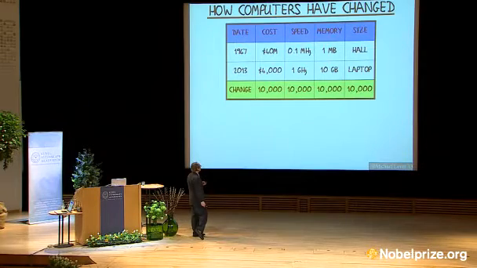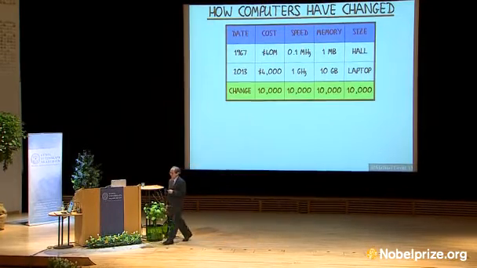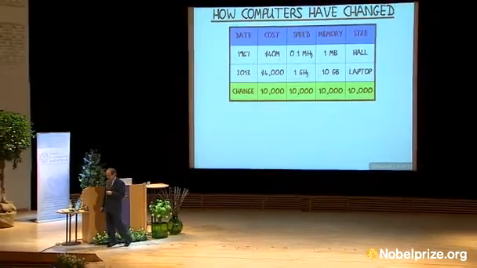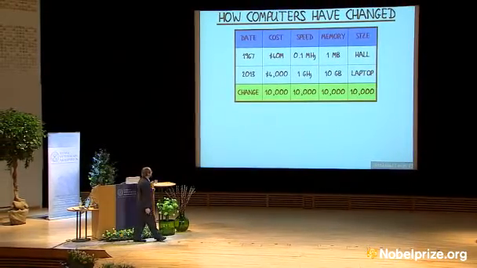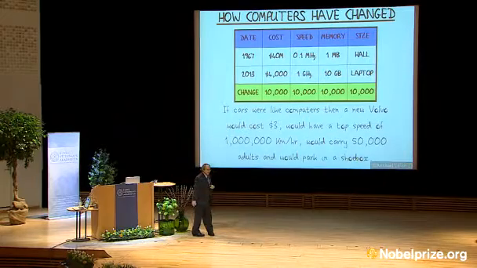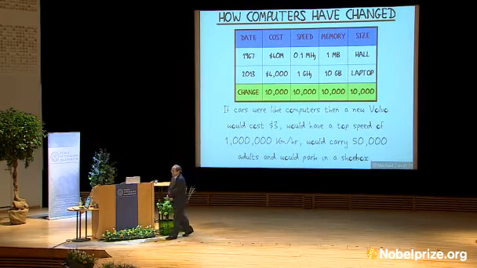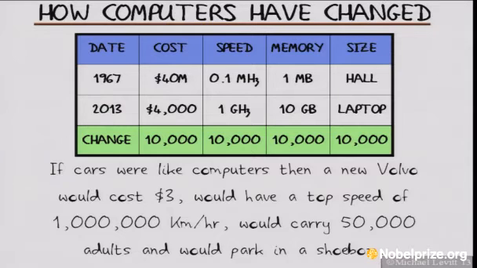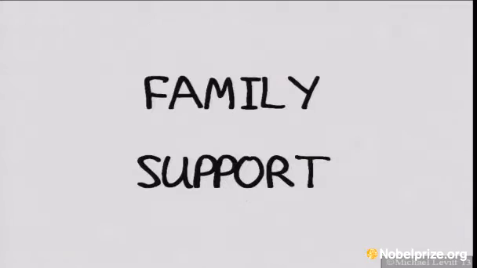Our work has been hugely pushed ahead by technology. Computers have become 10,000 times faster, 10,000 times cheaper, 10,000 times higher capacity, and 10,000 times smaller. If this was a car, a new Volvo would cost $3, go 1,000,000 kilometers an hour, hold 50,000 people in comfort, and park in a shoebox. So with that kind of tailwind behind you, there's no way that you cannot be succeeding.